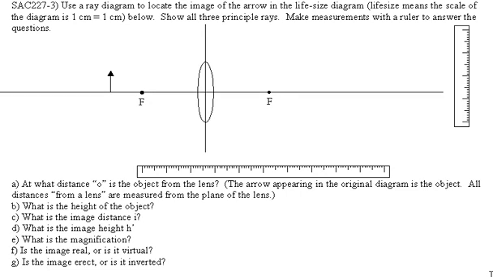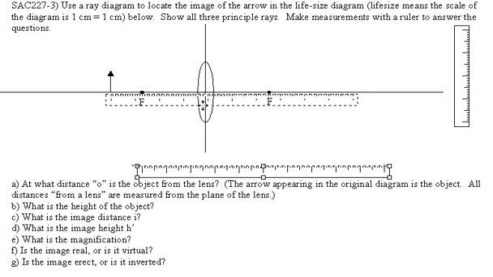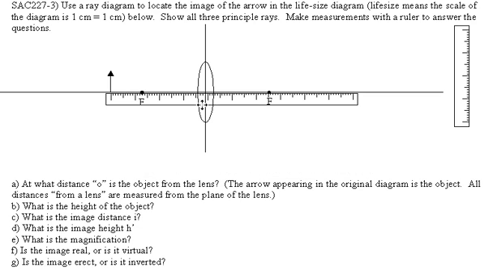SAC 227 problem number 3, we're supposed to use a graphical method for determining some characteristics of the image formed by a lens. The first thing they want to know is at what distance O is the object from the lens. And go ahead and measure that. This ruler is marked off in centimeters, with the smallest tick marks actually being that millimeter separation.